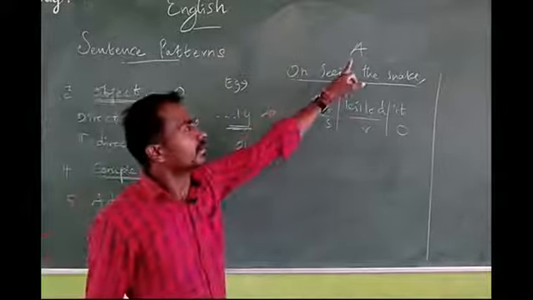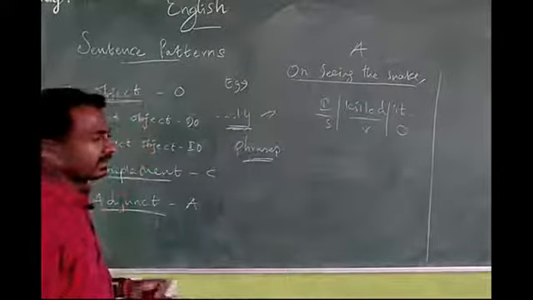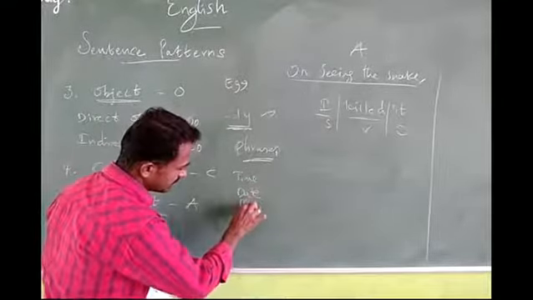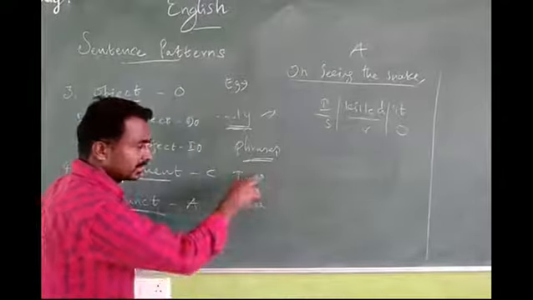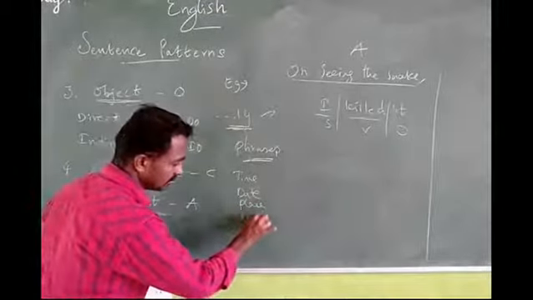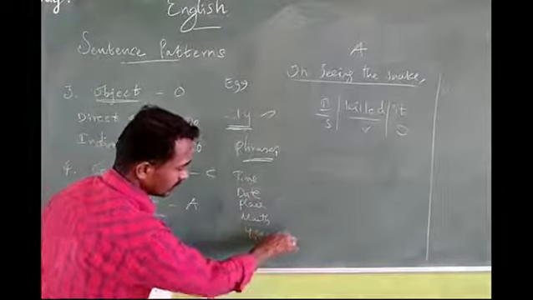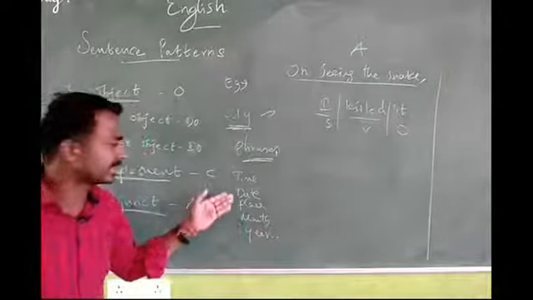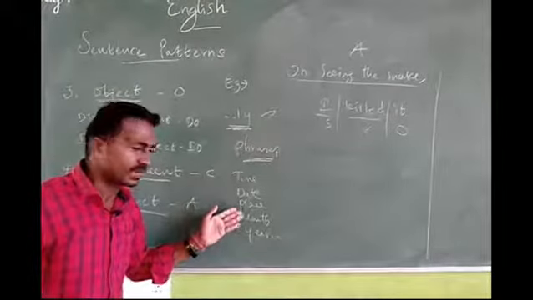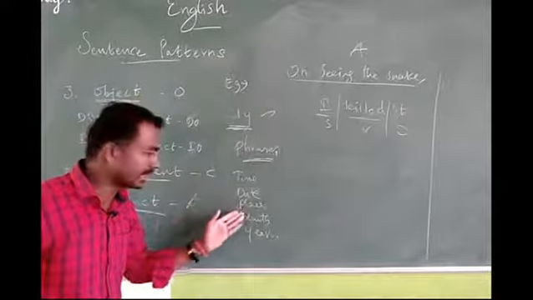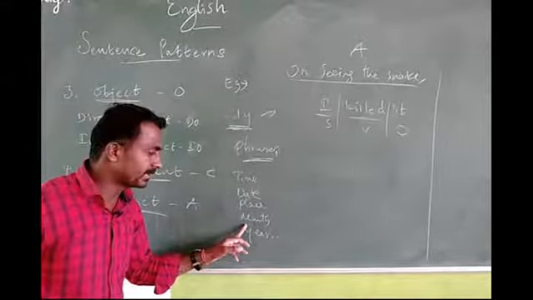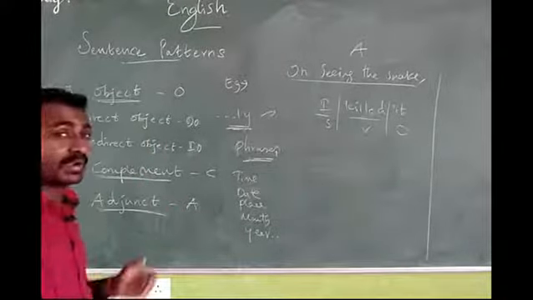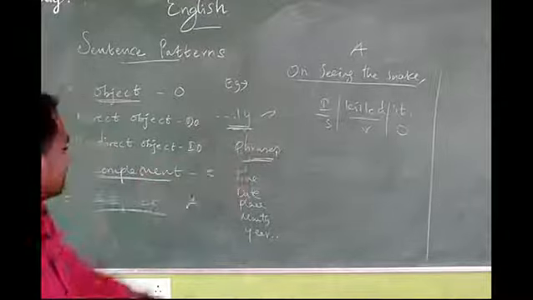It is called agent. And one more thing, sir: time, date, place with the preposition. Time, date, place, month, year, etc. We can easily identify it. Monday, Tuesday, Wednesday. Date also. Place also: in Chennai, in Coimbatore, in Madurai, in Dindigul. Month also: January, February, March. And year also: in 2000, in 1997, in 1947, 1985, like that. We can easily identify it.